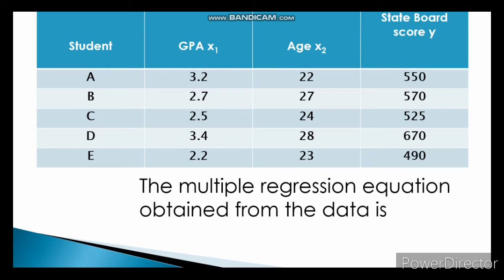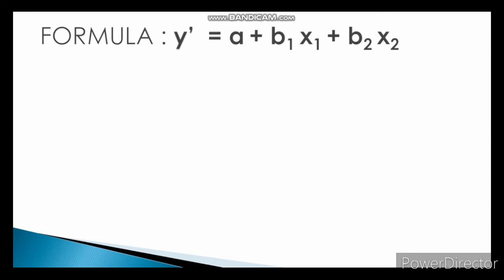The multiple regression equation obtained from the data is y prime is equal to a plus b sub 1 x sub 1 plus b sub 2 x sub 2. Ngayon, para naman masolve natin yung y prime, kailangan natin munang alamin yung value ni a, b sub 1, at saka ni b sub 2. So, yung formula para kay a is equal to mean of y minus b sub 1 mean of x sub 1 plus b sub 2 mean of x sub 2.